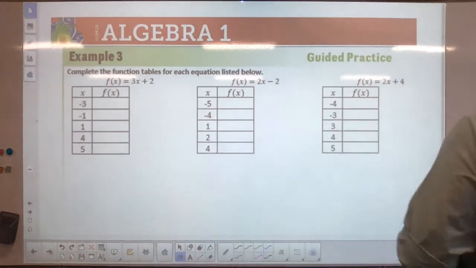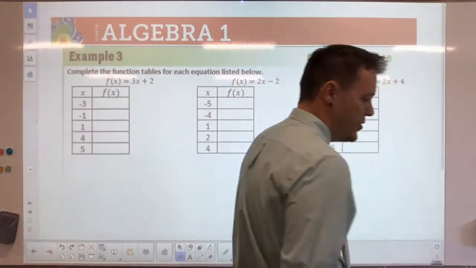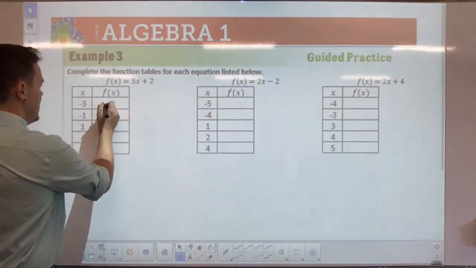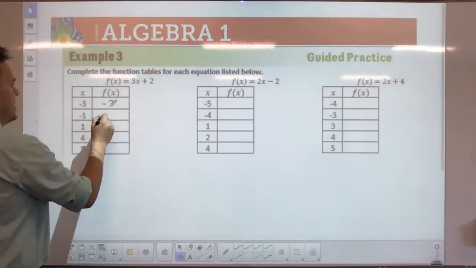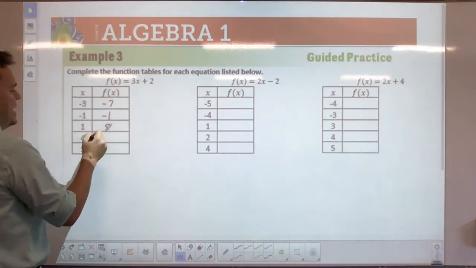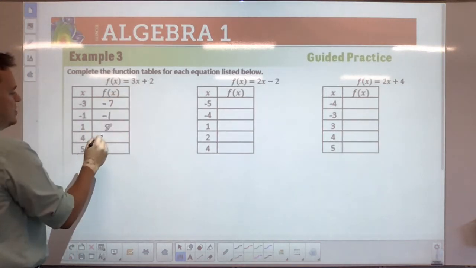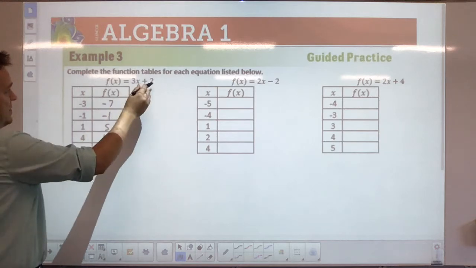All right, when you guys go through these, I'm gonna blow through and figure it out. This is gonna be -7. Then I got -1 here. Then that would be 5. That'd be 12 and 2, which is 14. That'd be 15 and 2, which is 17.